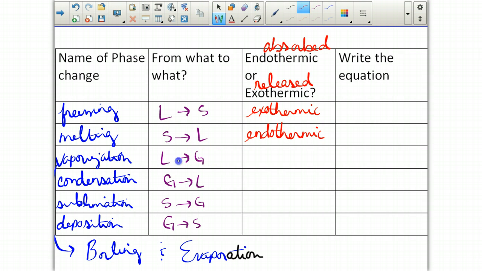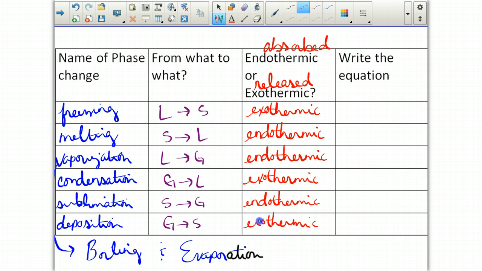Vaporization, you have to heat a liquid to change it into a gas, and so that makes it endothermic. Condensation, a gas has to release its energy to become a liquid, and so that's exothermic. Sublimation, a solid would have to gain energy to become a gas, so it has to absorb energy, so that's endothermic. And from a gas down to a solid, that would be the opposite, which is exothermic. A gas has to release energy in order to go down to being a solid.